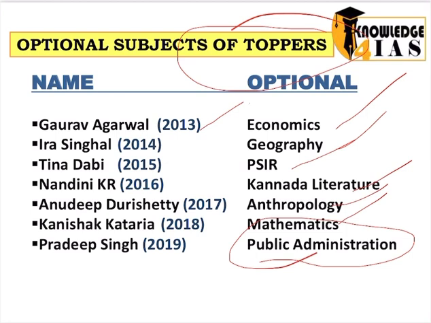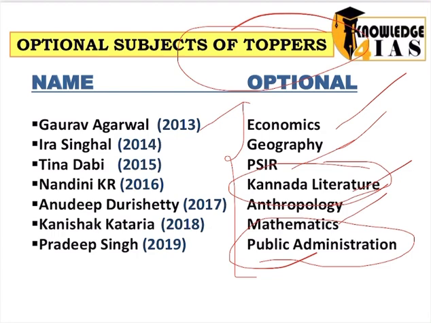So you can see that almost all the subjects have produced toppers, that is, all India rank 1. So this proves one thing, that there is nothing like good optional or bad optional, and depending on your capability, depending on your performance, you can score in any of the subjects. In fact, even by taking a literature subject, you can become all India rank 1. So that's not at all an issue.